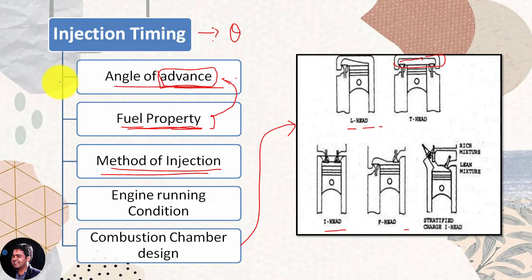So this is about the five most important factors which are affecting the design of any fuel injection system. Any engineer must keep these points in mind while designing a fuel injection system for any particular vehicle.